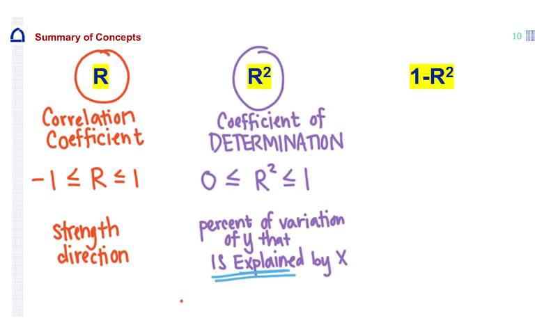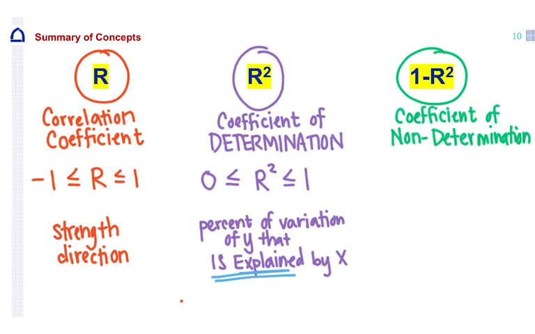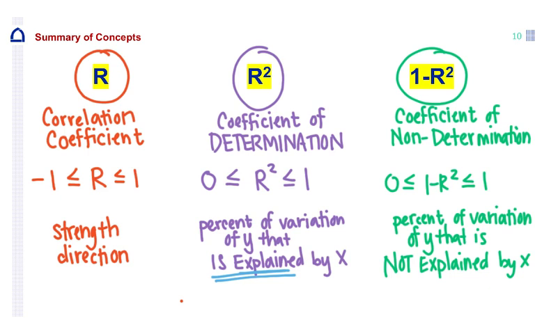Okay, and lastly, we have 1 minus r squared. That's called the coefficient of non-determination. That is also always going to be a number between 1 and 0. And that tells you the percent of variation of y that is not explained by x. Okay, that's a summary of lesson 2.4.